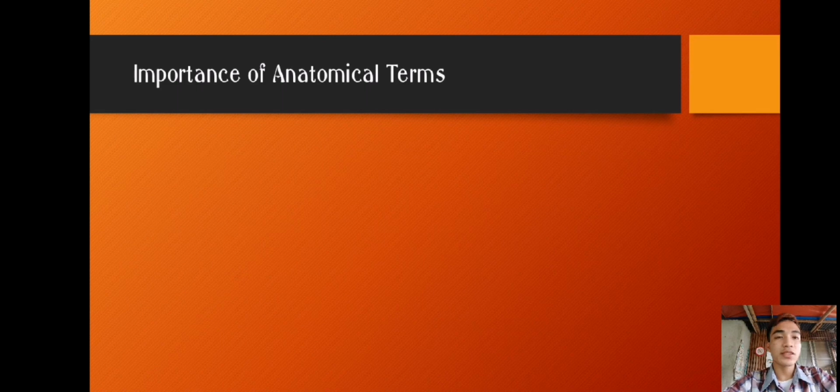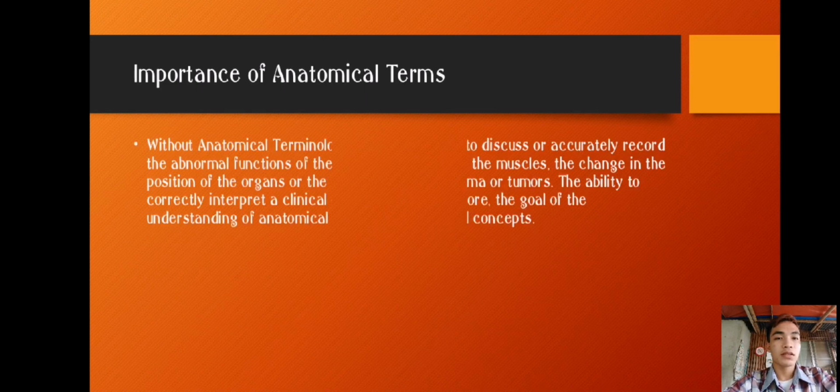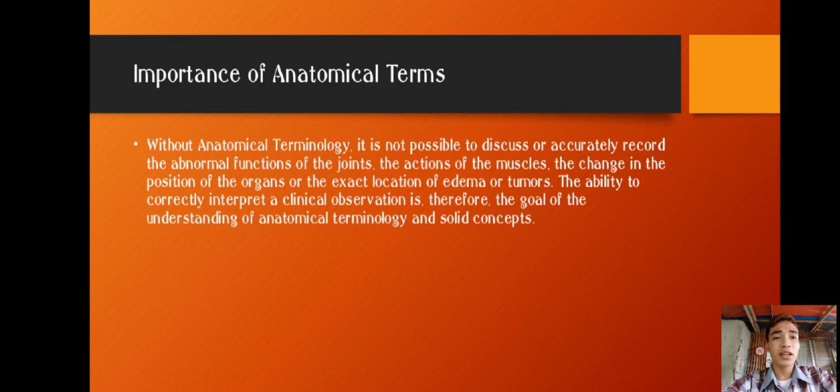Next, the importance of anatomical terms. So without anatomical terminology, it is not possible to discuss or accurately record the abnormal functions of the joints, the actions of the muscles, the changes in the position of the organs or the exact location of edema or tumors. The ability to correctly interpret a clinical observation is, therefore, the goal of the understanding of anatomical terminology and solid concepts.